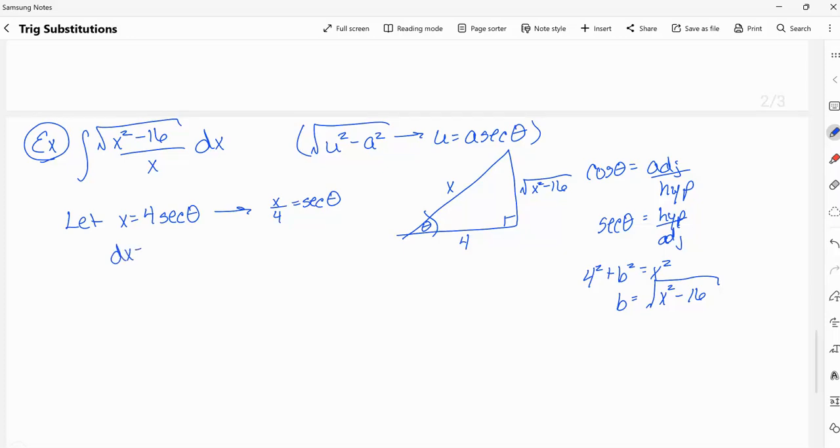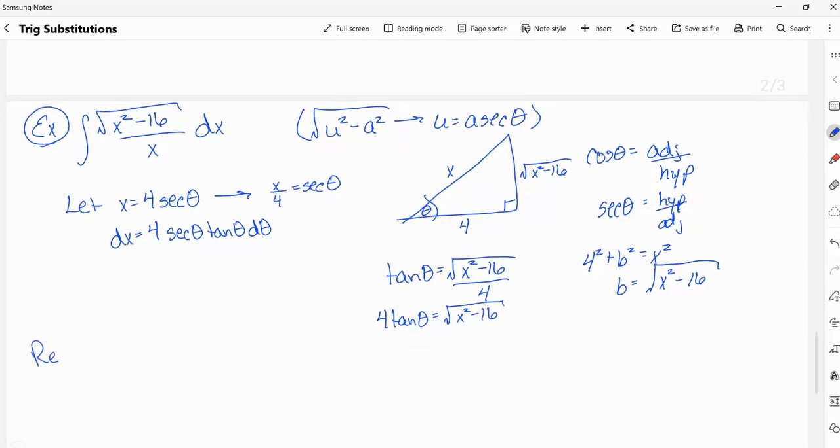So now let's find dx, because we're going to have a substitution for that. So the derivative of x is going to be 4. Derivative of the secant is secant tangent. The derivative of the angle is d theta. We know secants and tangents go together. I'm going to go ahead and find that tangent substitution. Based on this triangle, tangent of theta is going to be opposite over adjacent. So 4 tangent of theta is equal to the square root of x squared minus 16.